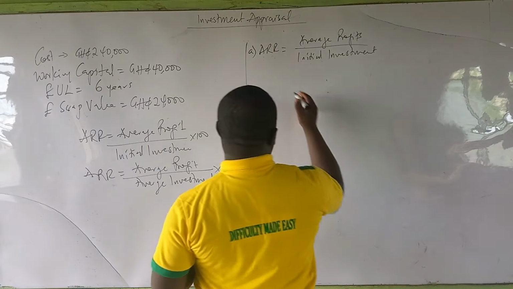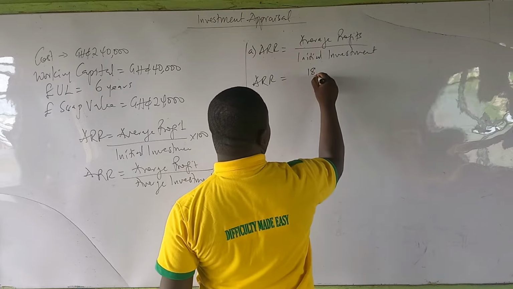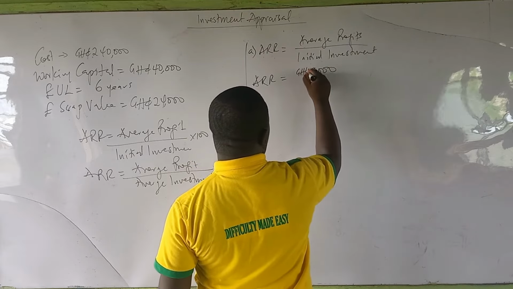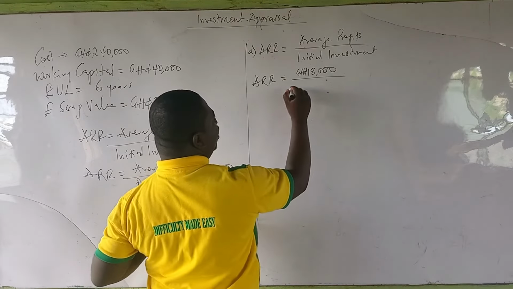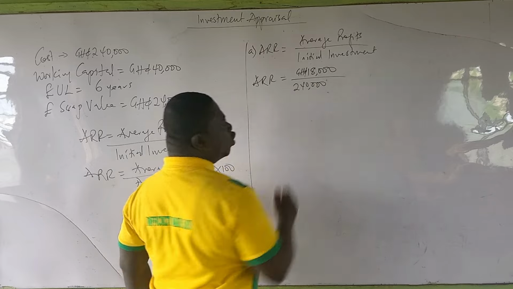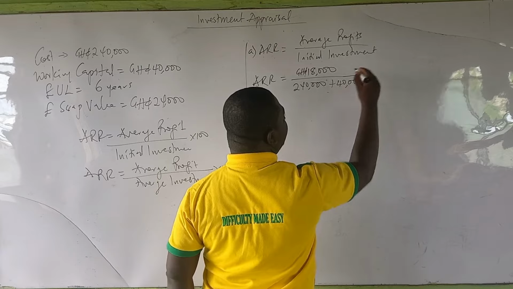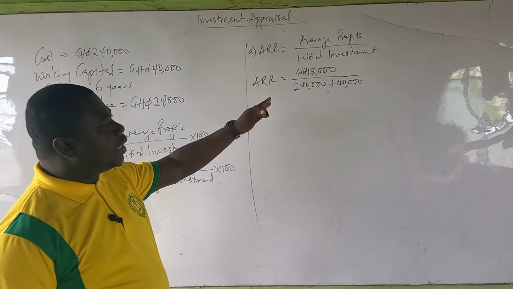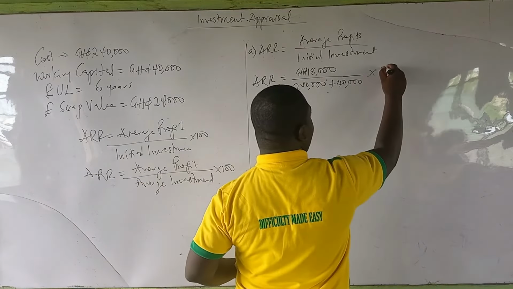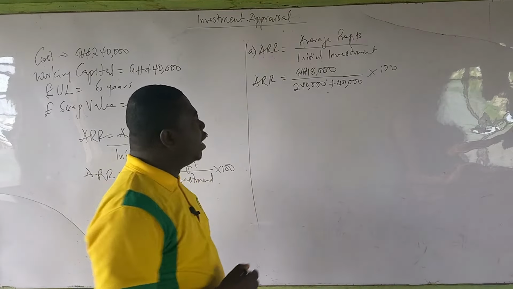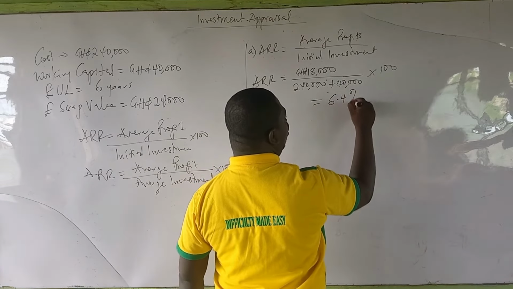So take note that whether you are going by average or initial, the working capital is a must to be added. So it means that your ARR, it will be 18,000 because that is what we had for the average profit. So 18,000 over the initial investment is 240,000. So let's say it should have been that. But I told you to remember to add the working capital as part of the initial investment. Okay, and so 18,000 over 280,000 times 100. So this is our accounting rate of return. And ladies and gentlemen, our accounting rate of return is going to be 6.4%.